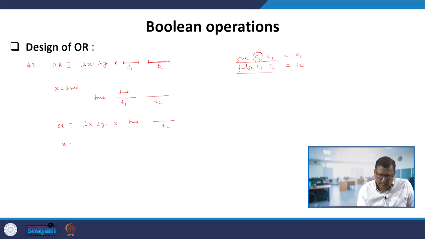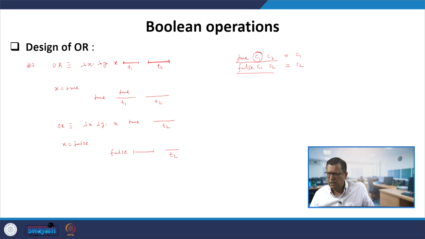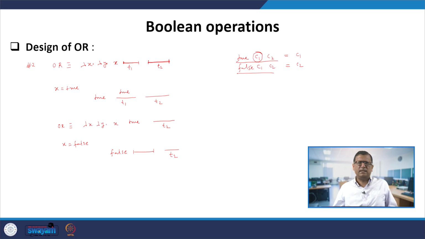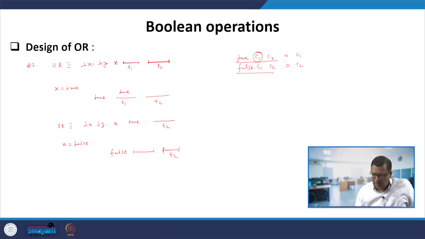Likewise, if x is equal to false, the first parameter is of no use to us, it will be the second parameter, since false returns the second argument. Now if y is false, the answer will be false, and if y is true, the answer will be true. So the answer will be t2. Whether t2 is false or true is determined by the value of y. So t2 will be y.